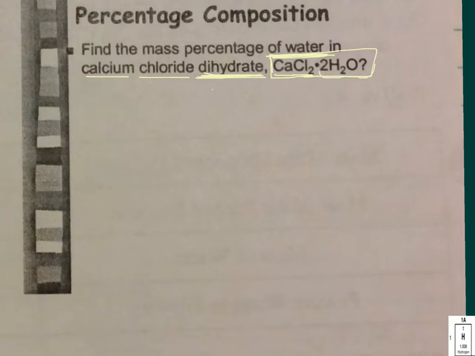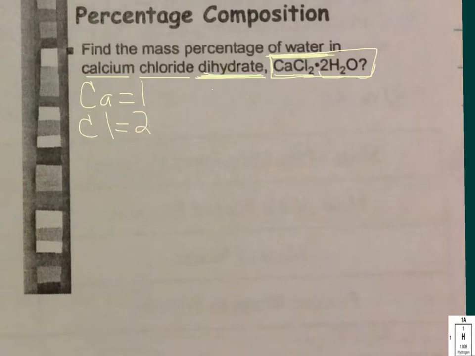So we still have to find our molar mass. We still have to find the mass of everything that's present. Let me break it down for you. We've got calcium, 1. Chlorine, there are 2 of them in our formula.